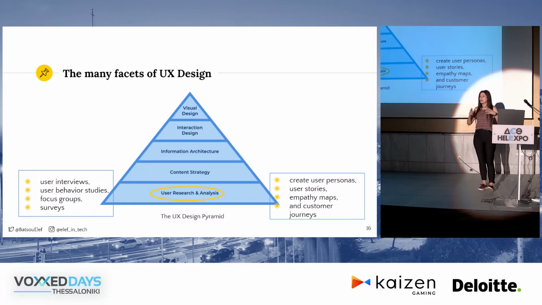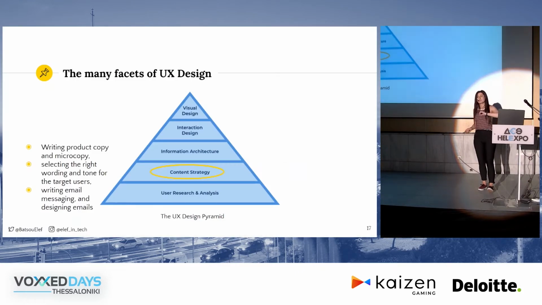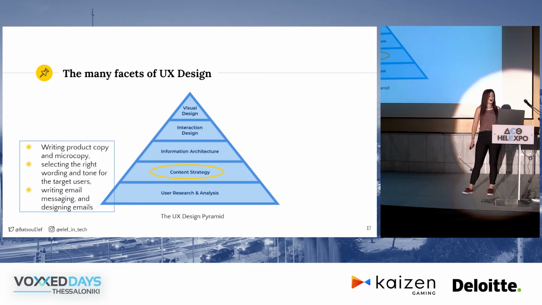And after we have completed these things, or some of those things, we can move on to the content strategy. And here we have writing product copy and micro copy, selecting the right wording and tone, and other stuff. Some people find it boring, but if you start working on them, I'm pretty sure that you will like them.